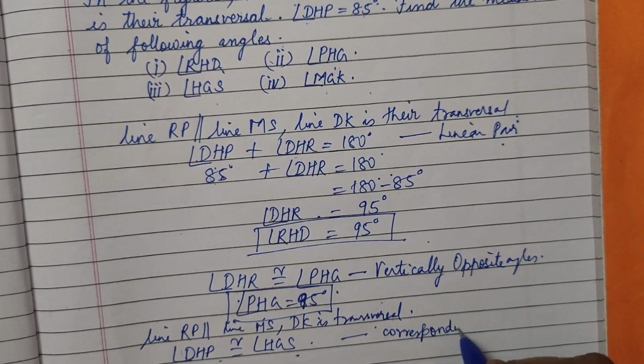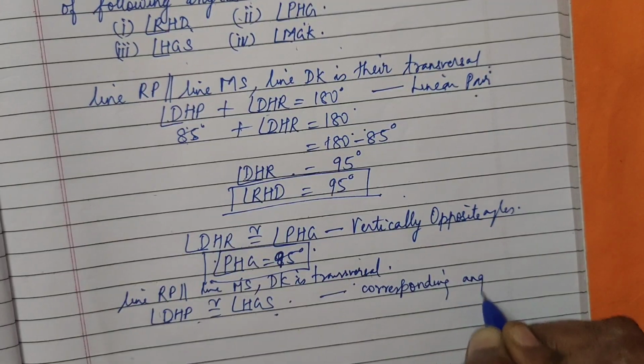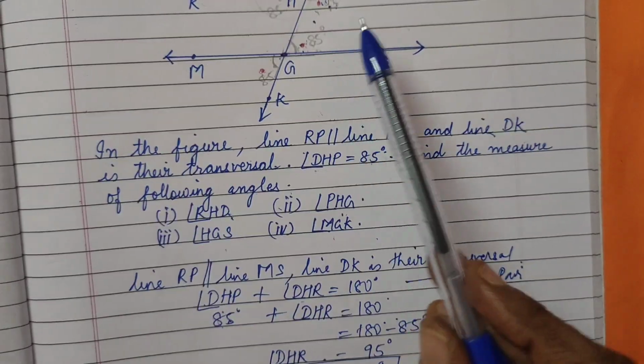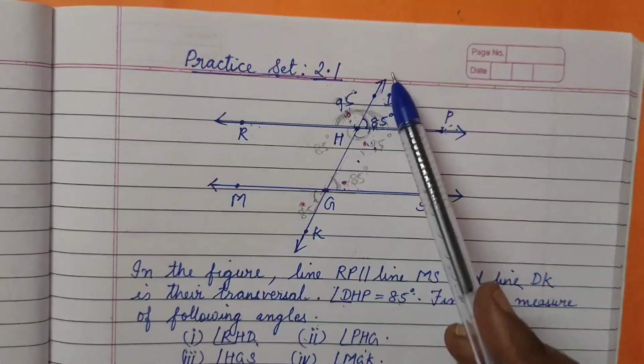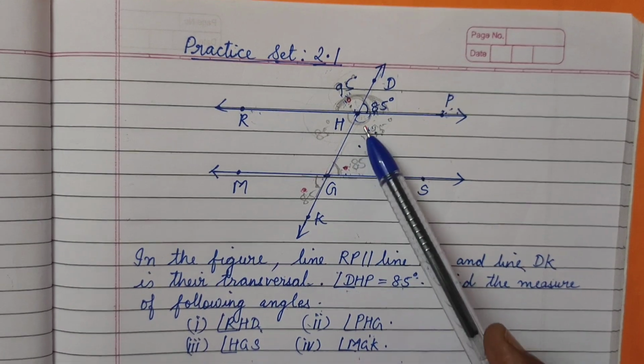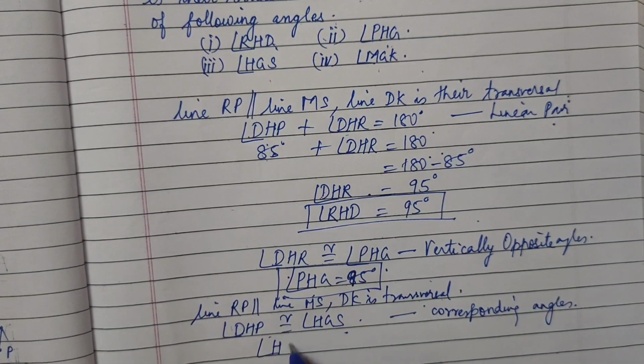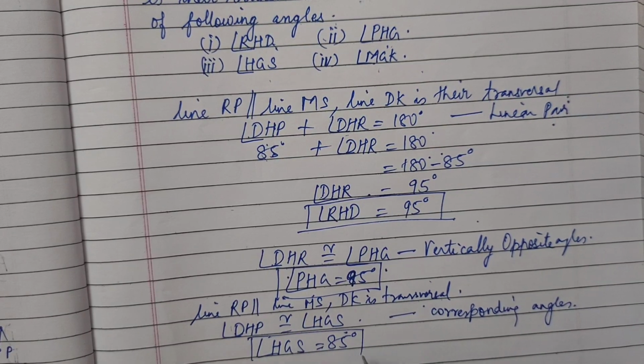Okay, here why are we saying this is congruent? Because of corresponding angles. Now what will happen? DHP is 85 degrees, so directly we can write HGS is also 85 degrees. So we have found the third one also.